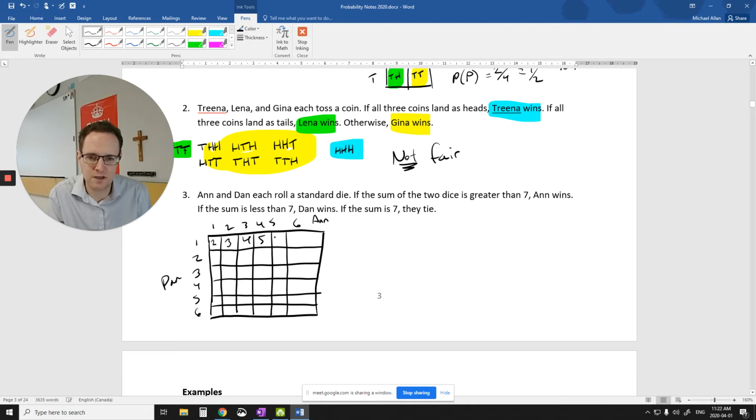2, 3, 4, 5, 6, 7. 7 is the highest number we can get on this side up here. But I can go all the way down to 12, though I can get to 12 that way. But then you can see this pattern pop up.